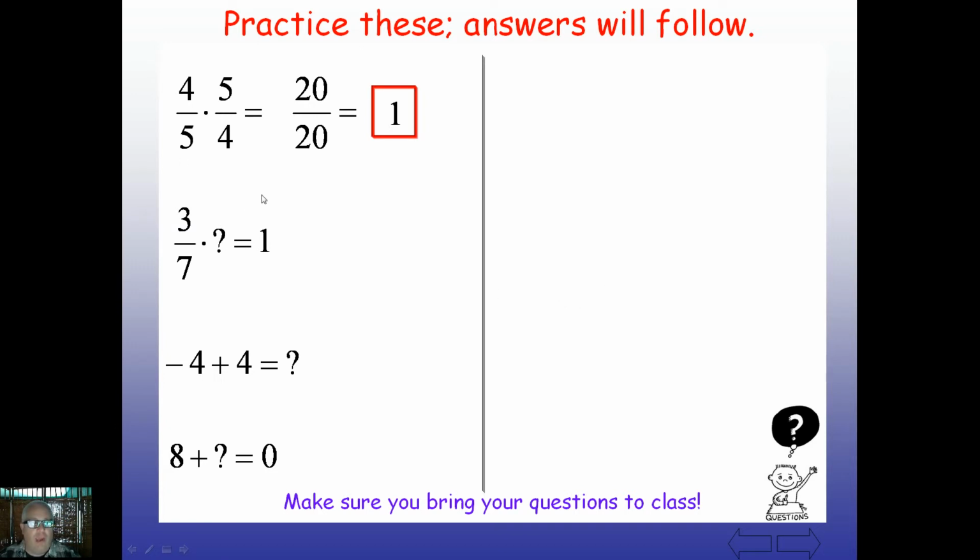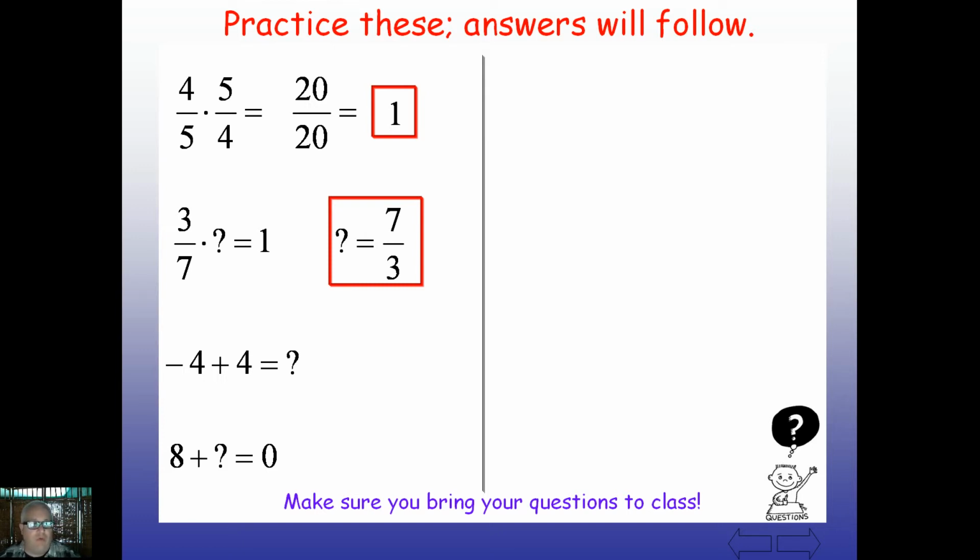Well, if you look at the pattern here and consider the definition, if we have a product of 1, we must be multiplying by the multiplicative inverse of 3 over 7. So what is the reciprocal of 3 over 7? 7 over 3.